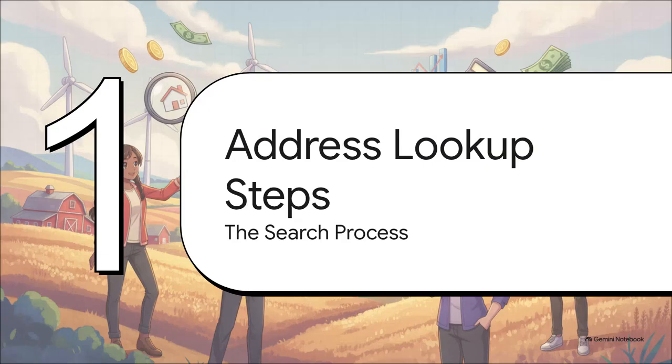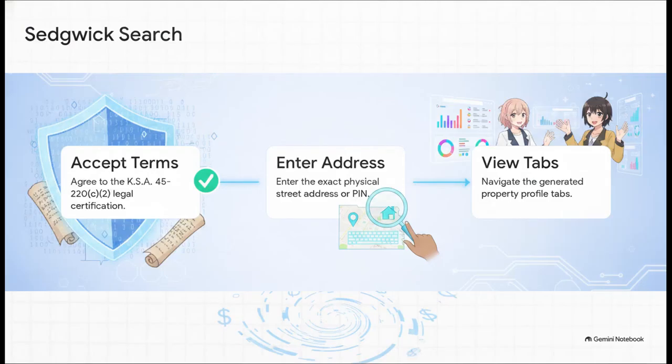Section 3. Step-by-step address lookup. The search process. All right, let's make this concrete and actually walk through a search. We'll use Sedgwick County as our example, since their portal is super robust. When you log on, you have to follow a specific flow. Step 1 is actually a legal hurdle.